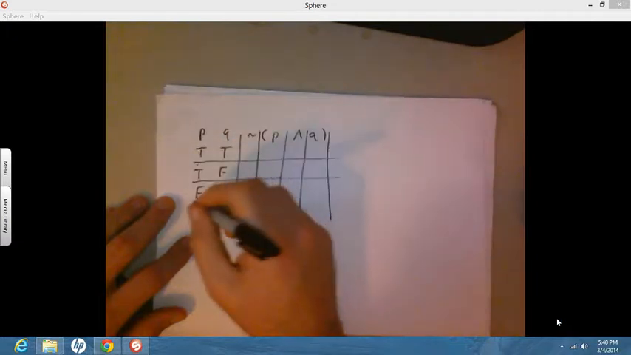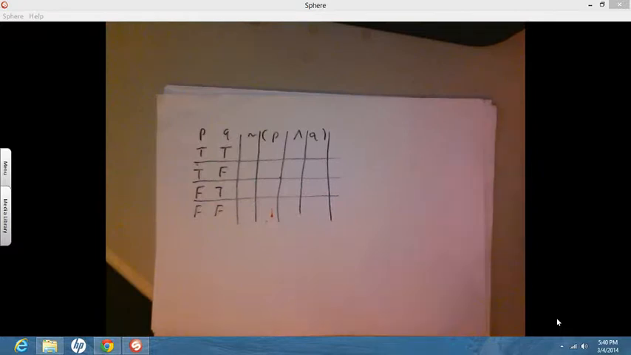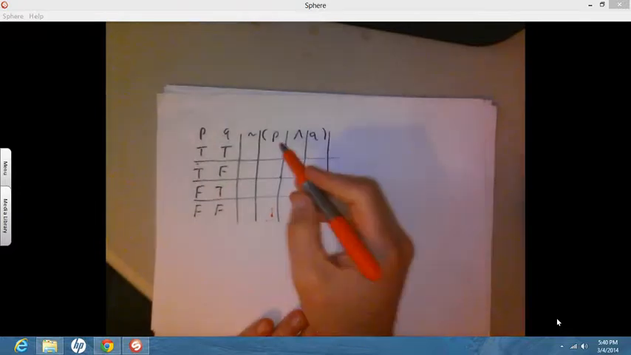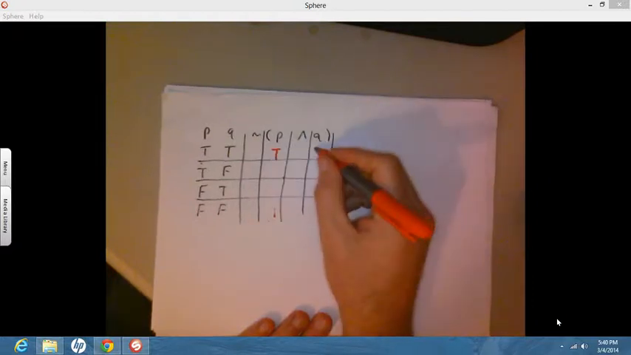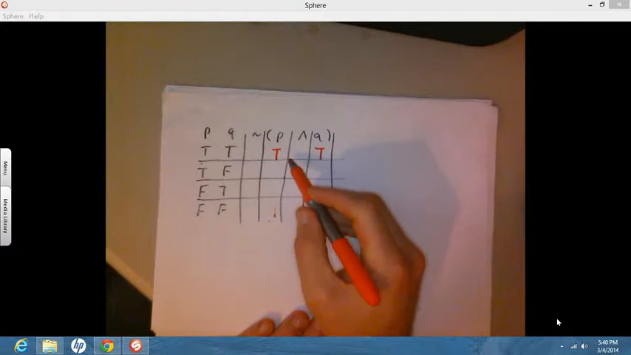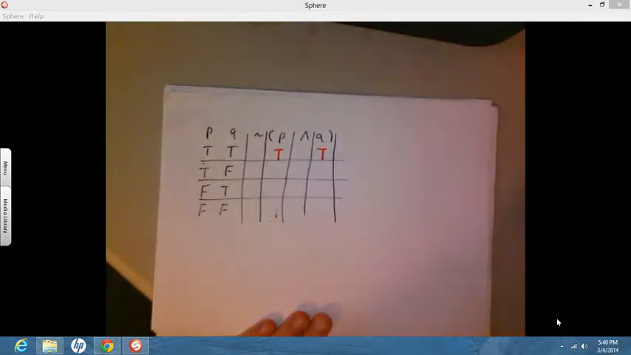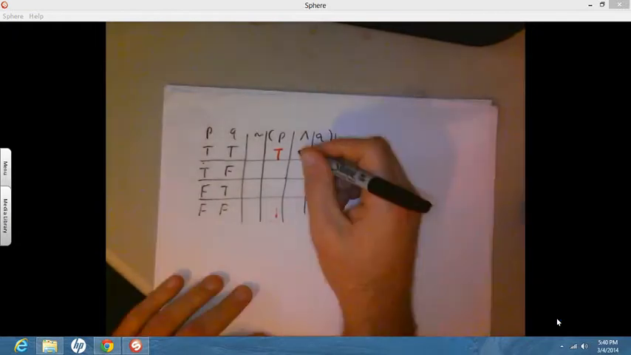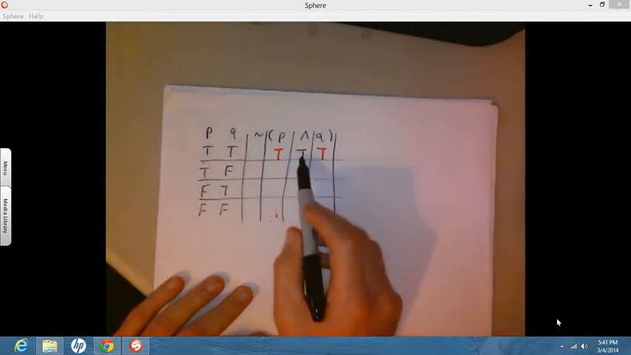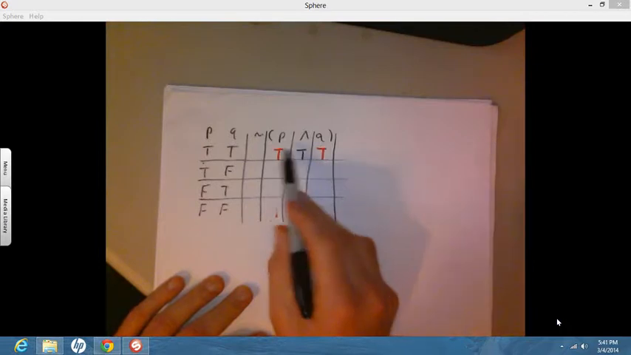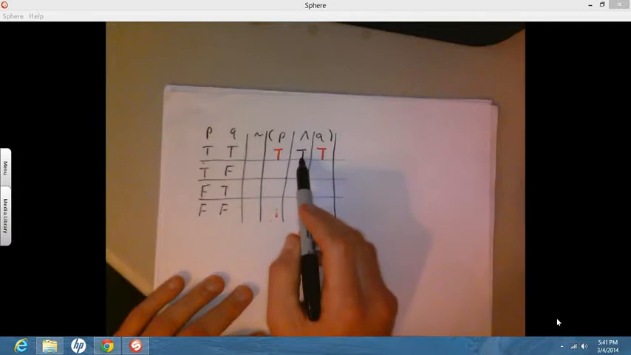I start inside the parentheses. Always work in parentheses. What is P? P is true. What is Q? Q is true. Now, I do the parentheses first. True and true. What is that equal? That's going to give me a true value. The conjunction is always true if there's a true on the left and right. But now I'm negating the parentheses, right? That's the last thing I evaluated in here, which is the conjunction. If I negate true, I get false. Okay, let's try the next one.